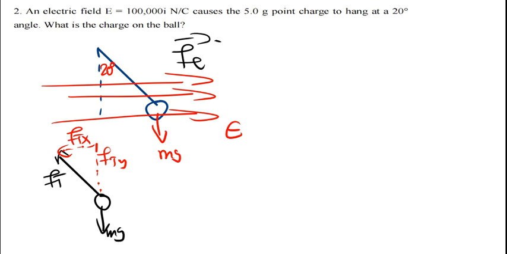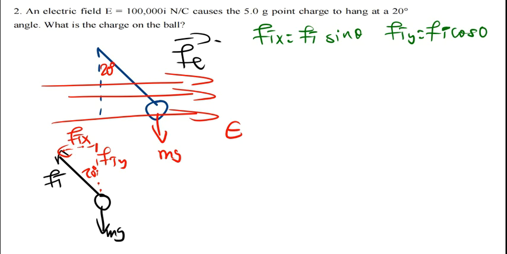So this is the same as I've just done it like that. The angle formed here is the same as the angle there. Therefore, here the angle is 20 degrees. Using SOHCAHTOA, my Ftx will be Ft sine theta, and my Fty will be Ft cos theta. As simple as that.